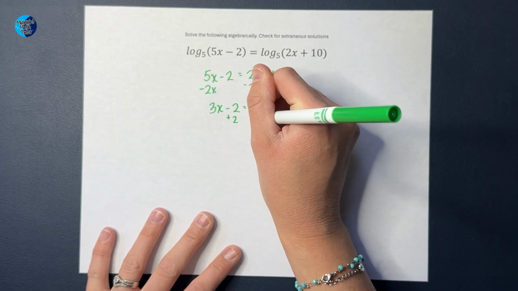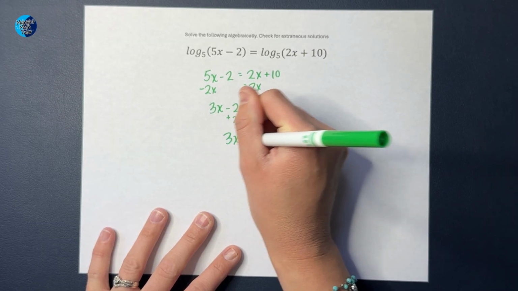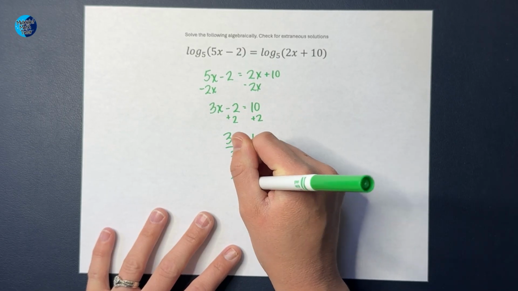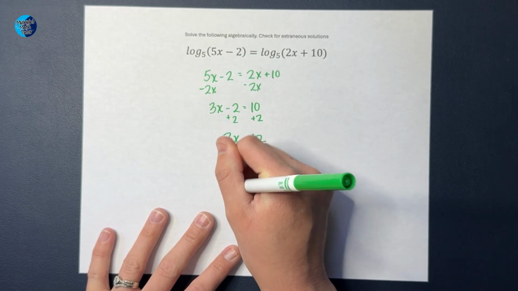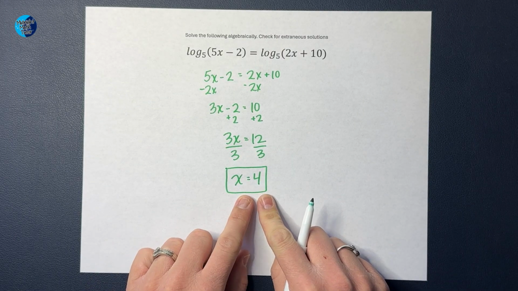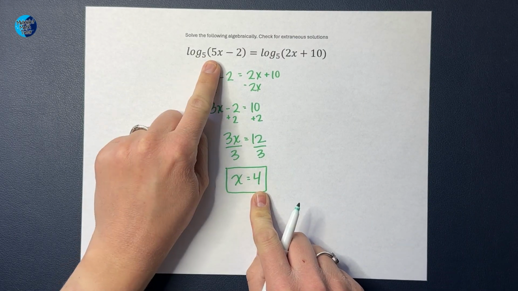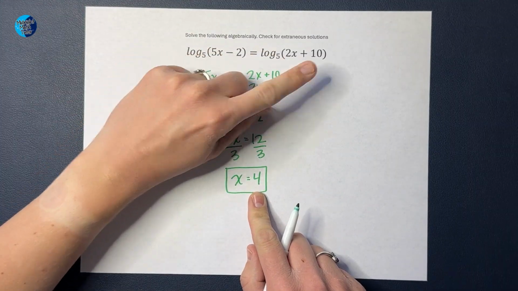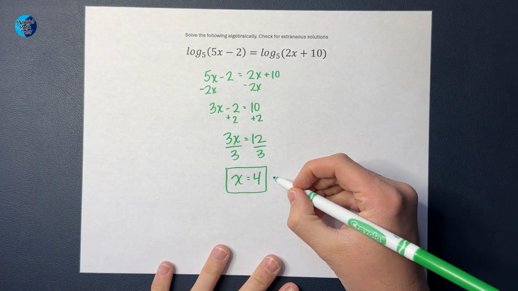Go ahead and add 2 to both sides, and I get 3x equals 12. We're going to divide 3 on both sides and get x equals 4. All right, let's make sure this isn't extraneous. 5 times 4 would give me 20 minus 2, we're a positive number. 2 times 4 is 8 plus 10 gives me a positive number, so we're good.